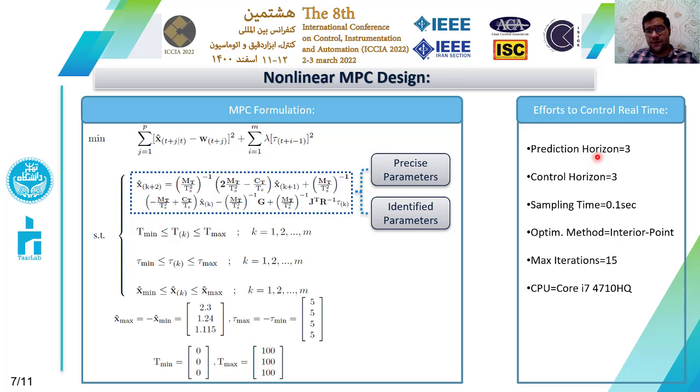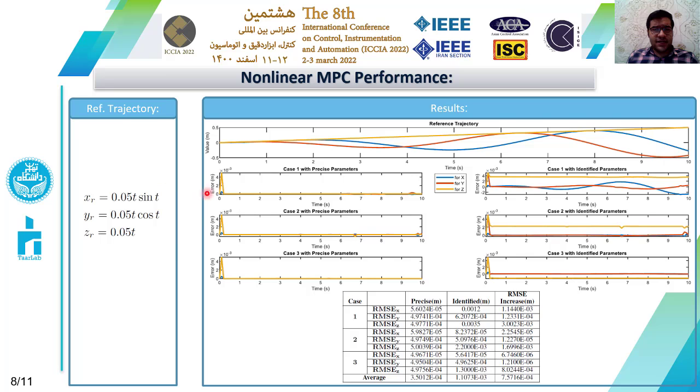The sampling time was 0.1 seconds, and the optimization method was interior point with a maximum iteration of 15, and the Core i7-4710HQ CPU was utilized as our hardware. And then we assess the performance of our controller, we considered this reference trajectory, and we observed the amount of controller error for all the three cases.